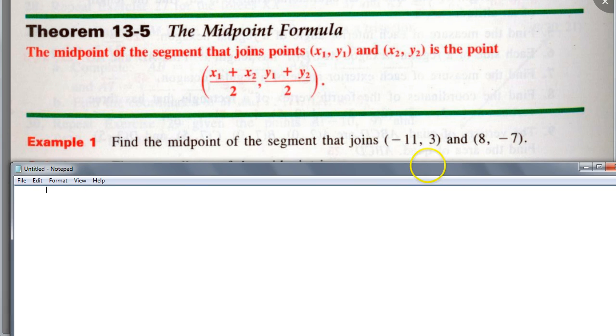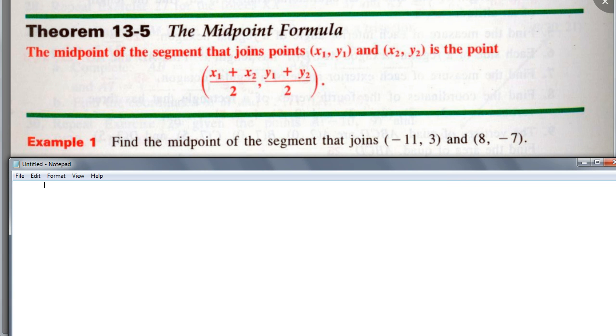Here it says find the midpoint of these two points: (-11, 3) and (8, -7). Well, you have the formula. Go ahead and find the midpoint. I'll wait. Give everybody a try. Alright, Emily, what did you come up with? Negative 3 over 2, comma negative 2.